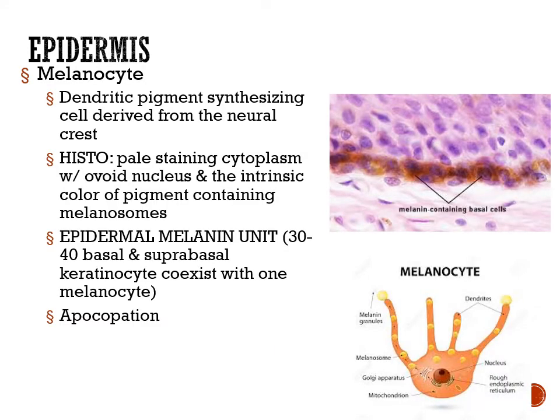Melanocyte is the most common dendritic cell situated in the basal layer. There are approximately 36 keratinocytes for each melanocyte. The cell function is to synthesize and secrete melanin-containing organelles called melanosomes. Apocrine secretion is the process by which melanocytes transfer melanosomes to keratinocytes.